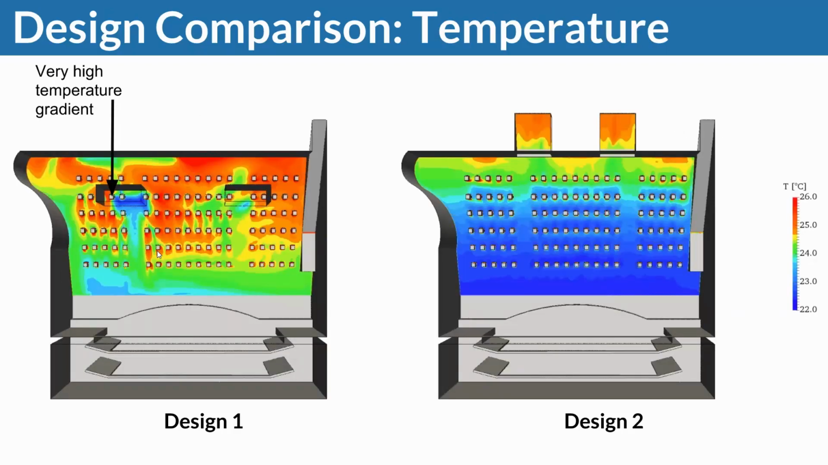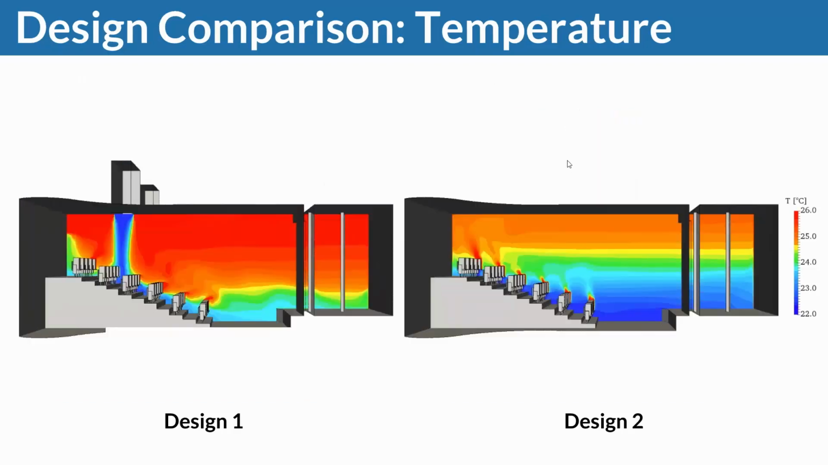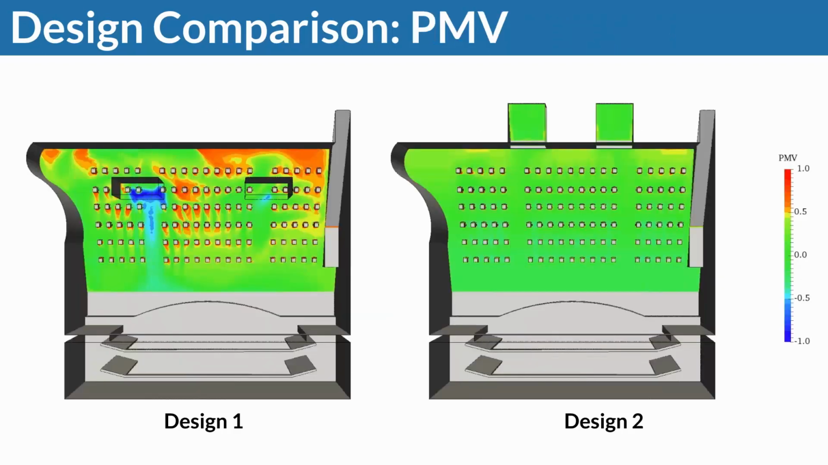Same with the temperature. In the direct comparison, I can see that it's a smoother temperature distribution and that I have fewer of my folks sitting in high temperature areas. This looks good. And then also here, a much better distribution of airflow across the audience. And then PMV, what we're here for.